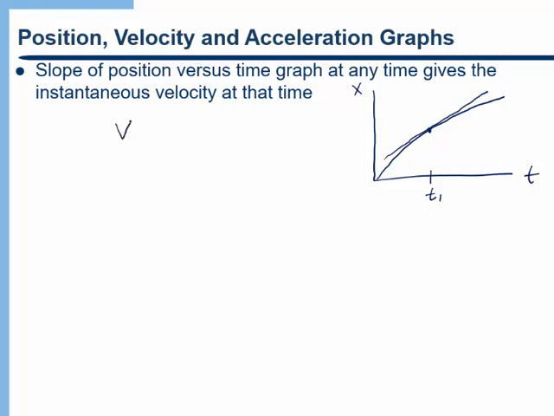So the slope of the tangent to the graph at that time is the instantaneous velocity. We write that in this way. We say that the instantaneous velocity is the derivative of x with respect to t. And we're going to talk more about what a derivative is today, or how we calculate it.